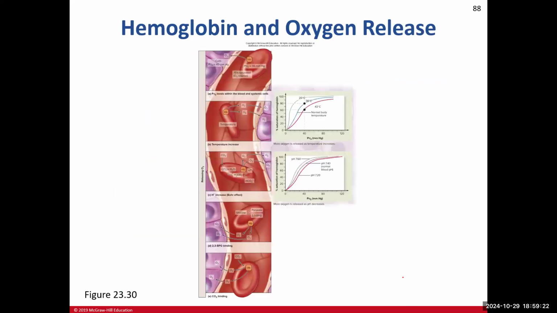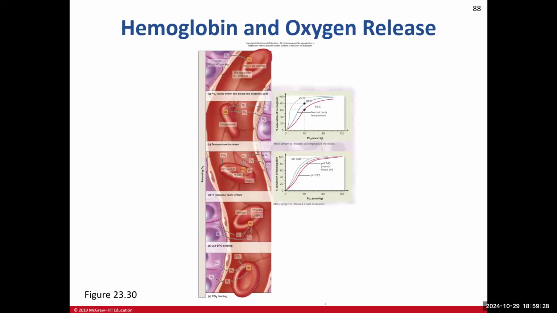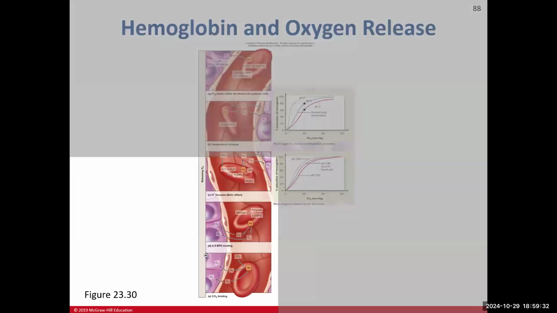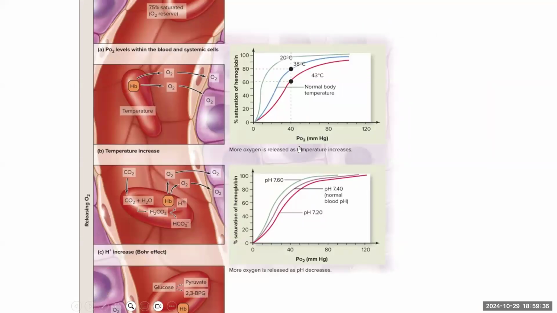Shifts to the curve. So let me go to this slide here real fast. Here you can see when we're looking at the oxygen saturation curve, that's that blue line there. Normal body temperature is the example here. But we can either shift this curve to the right, depending on what specific occurrence is happening, or we can shift it over here to the left.